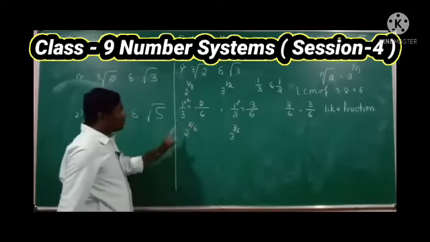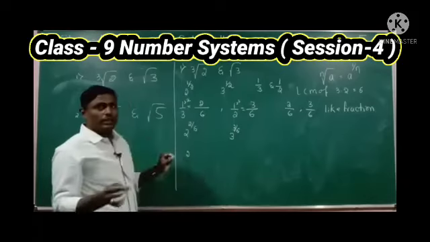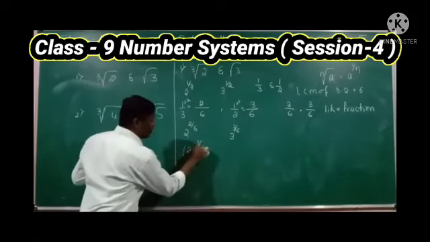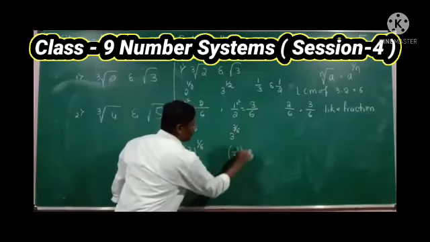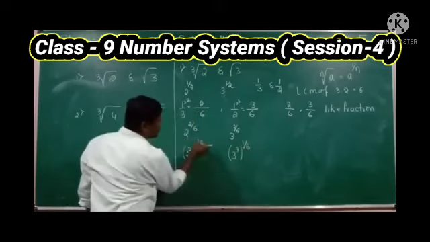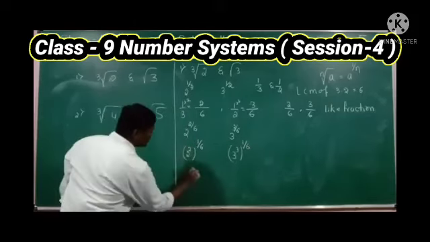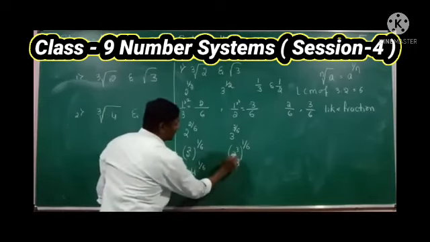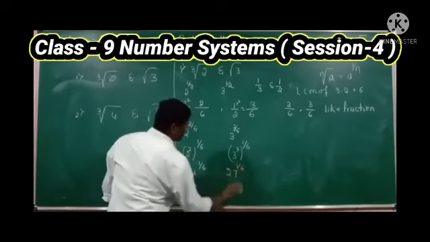Now 2 raised to 2 by 6 can be written as 2 squared. This numerator we are taking as a power: 2 raised to 2, whole raised to 1 by 6, and this one 3 raised to 3, whole raised to 1 by 6. Again the fractions are like fractions only, 1 by 6 and 1 by 6. So 2 squared is 4 raised to 1 by 6, and 3 cubed is 27 raised to 1 by 6.